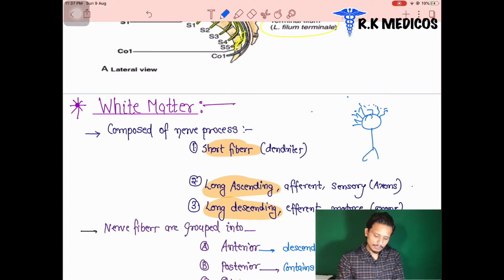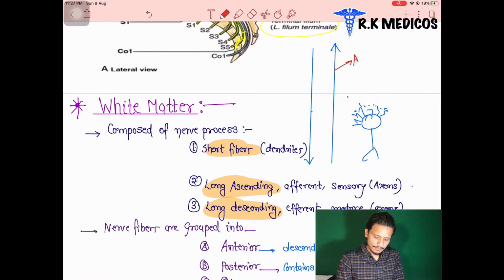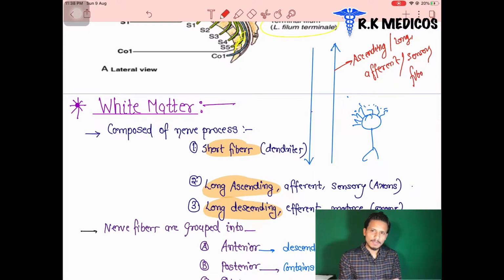The long fibers are the fibers which are moving upward in the spinal cord, and some fibers moving downward in the spinal cord. The fibers moving up in the spinal cord are called ascending, or the long fibers. Ascending is also called afferent fibers, also called sensory. They carry sensory information, that's why they are called sensory fibers. These all are moving in the spinal cord basically.